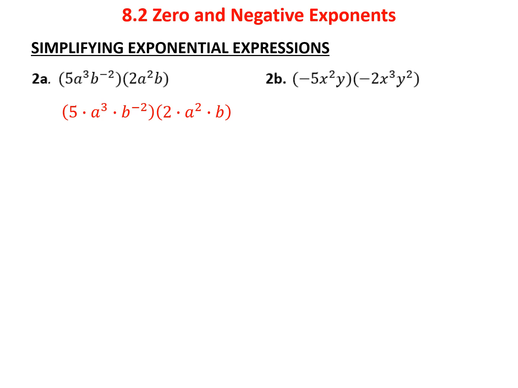Well, let's put our coefficients together, 2 and 5. Let's put our a's together. Let's put our b's together and write it this way. So I have a 5 times a 2, I have an a to the third times an a squared, and I have a b to the minus 2 times b.